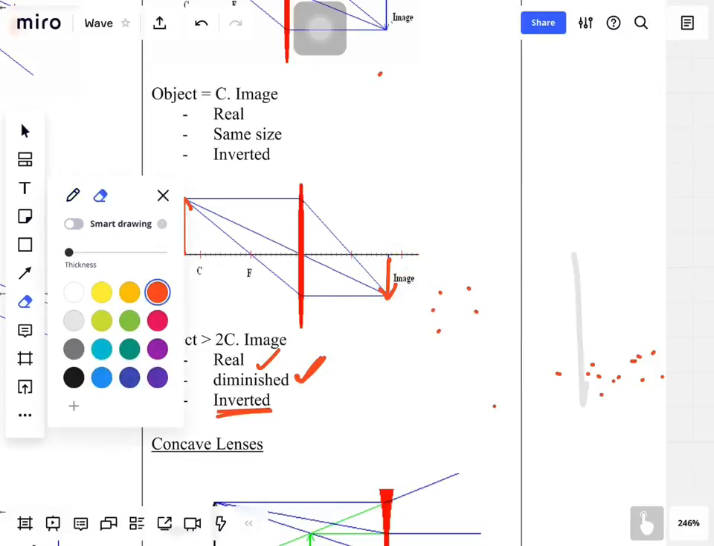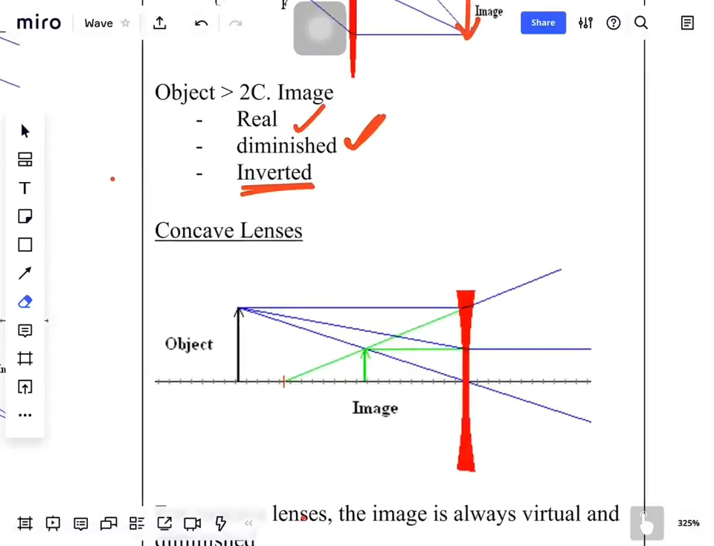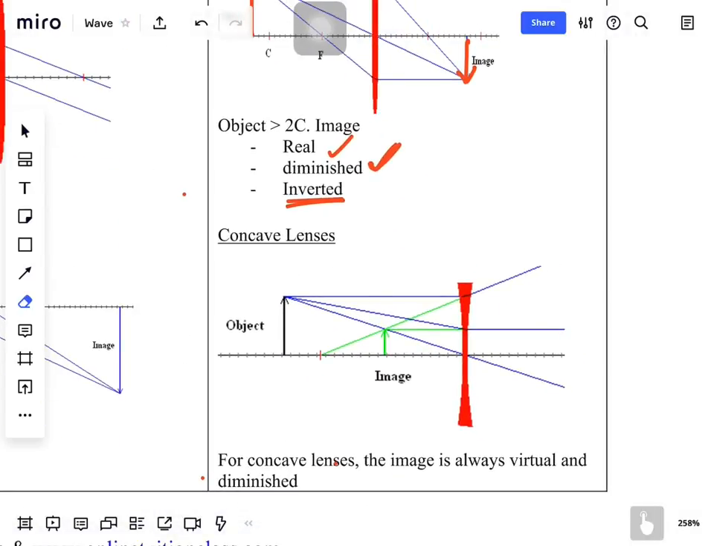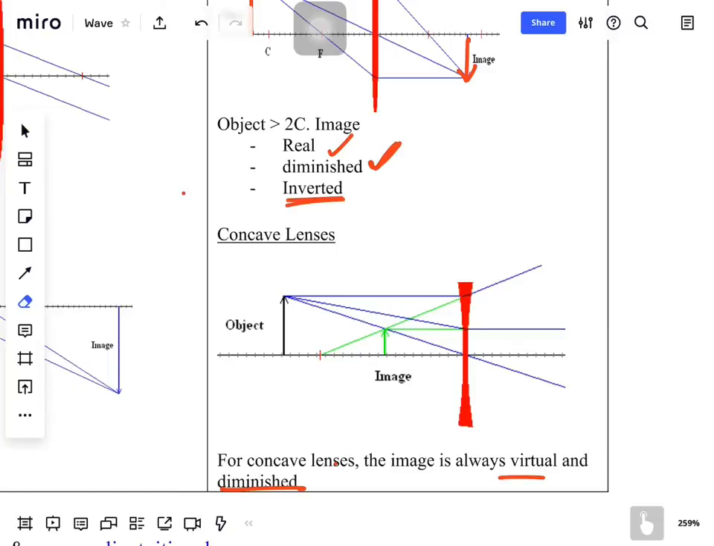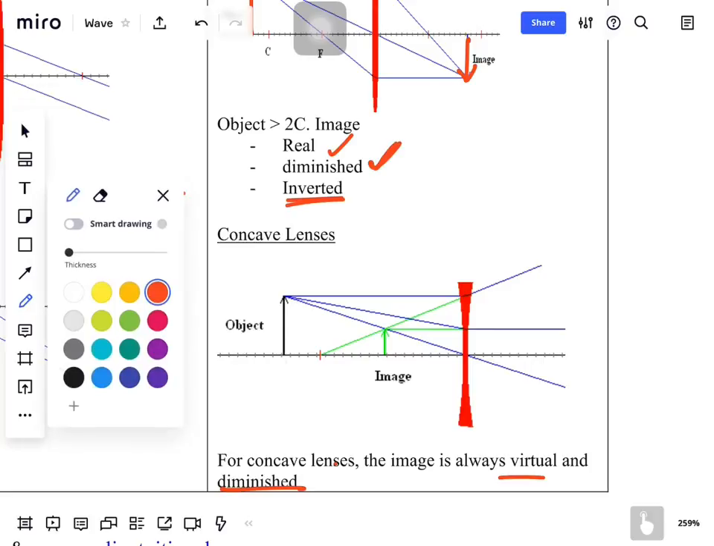Okay, and last one, we also want to talk about the concave lenses. Concave lenses will always produce an image that is virtual and diminished. Is it clear? Virtual means it's an image that cannot be formed on the screen. Diminished means the image will always be very, very small compared to the object. Look at the object, so big. And look at the image, so small. So this tells you the image produced will always be smaller than the object.